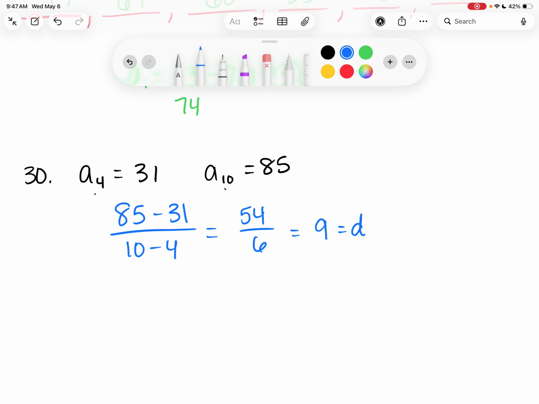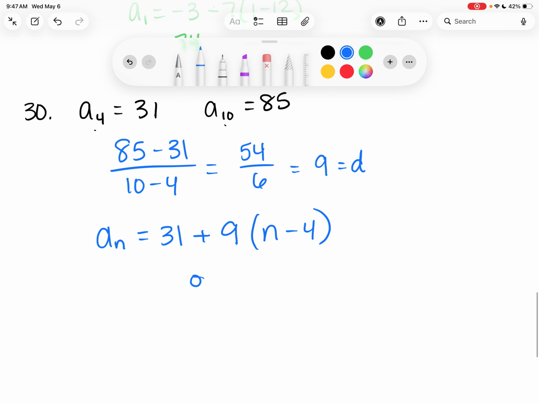So then we can write our rule. A sub n is equal to, you can use either of these, so let's just say 31 plus 9 times n minus 4. And if I wanted to use the other one instead to write my rule, I could say a sub n is equal to 85 plus 9 times n minus 10. And either of those would be acceptable ways to write the rule.